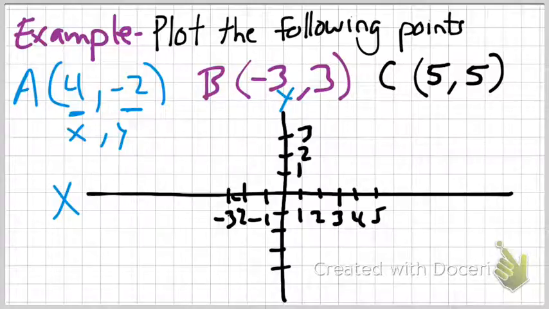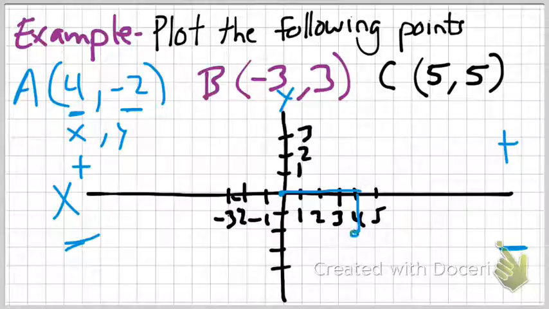So looking at what we have, x and y, we have x of positive 4. So we're going to find positive 4. Starting at 0, go across positive 4. And now our y component is negative 2. Now negative 2 is down. Remember, this side is negative, this side is positive, this side is negative, this side is positive. So we're going to go down 2 spots. So there's our first point, A, which is 4 and negative 2.